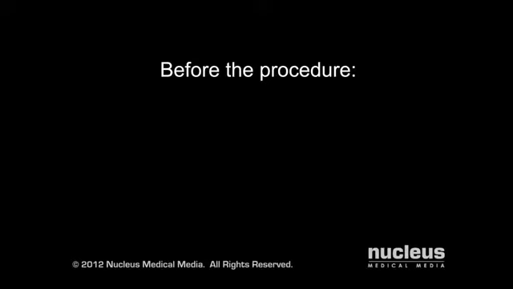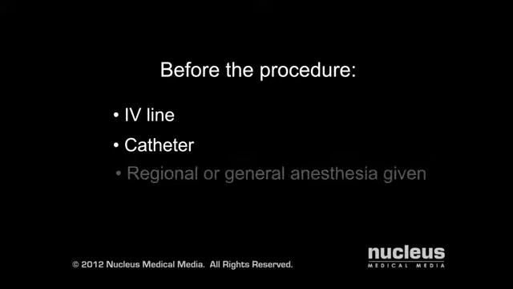If not already in place, an intravenous line will be started and a catheter will be inserted into your bladder to drain urine. In the operating room, you will be given anesthesia. In most cases, a spinal anesthetic is administered to numb the lower portion of your body. Sometimes, however, a general anesthetic will be used.